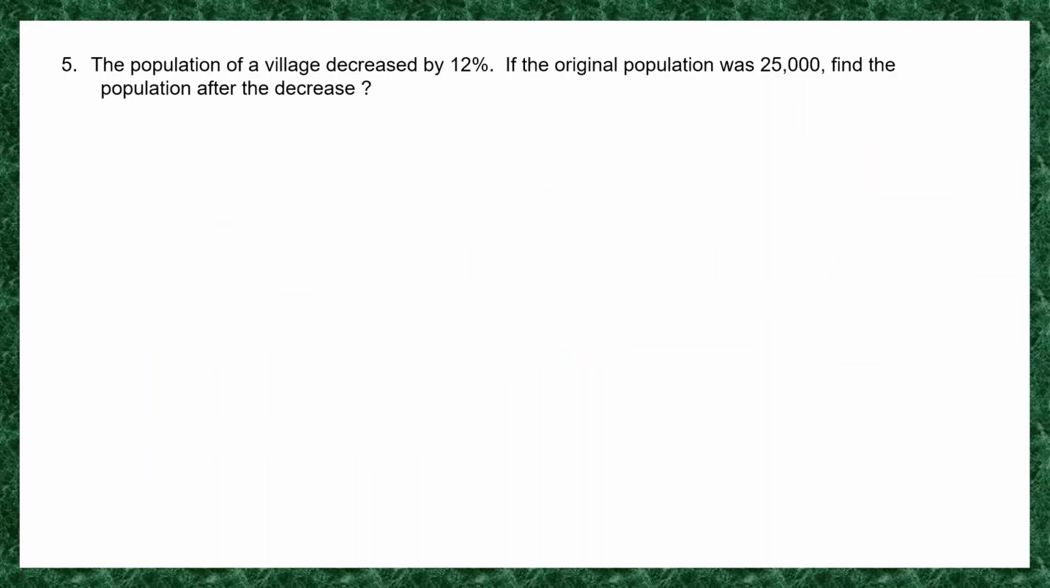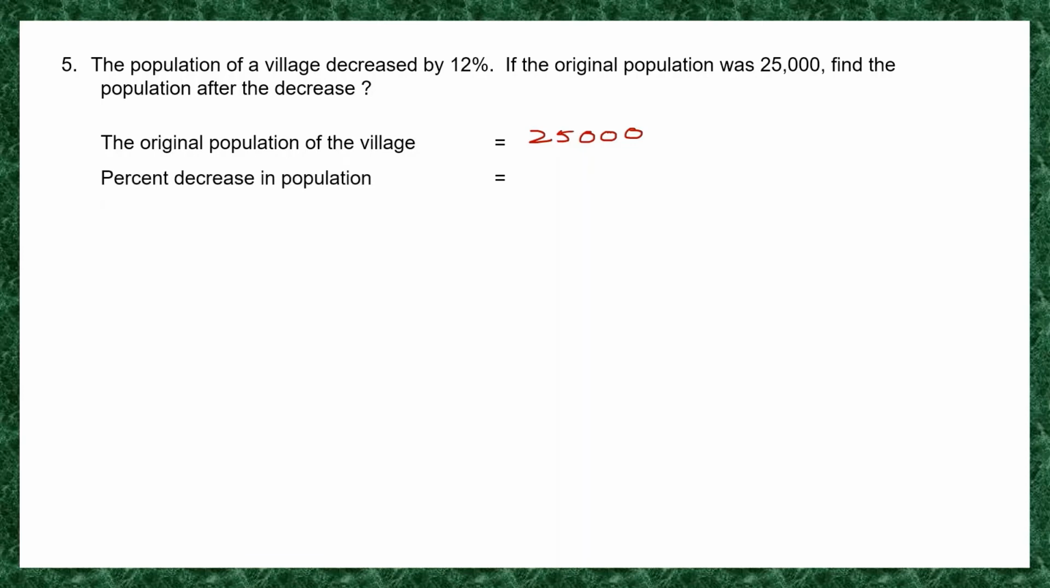Question 5. The population of a village decreased by 12%. If the original population was 25,000, find the population after the decrease. Okay, so the original population is given and the question says it decreased by 12%. So we need to find out, okay, finally what is it now? So let's start. The original population of the village is 25,000. Then the percent decrease in population.